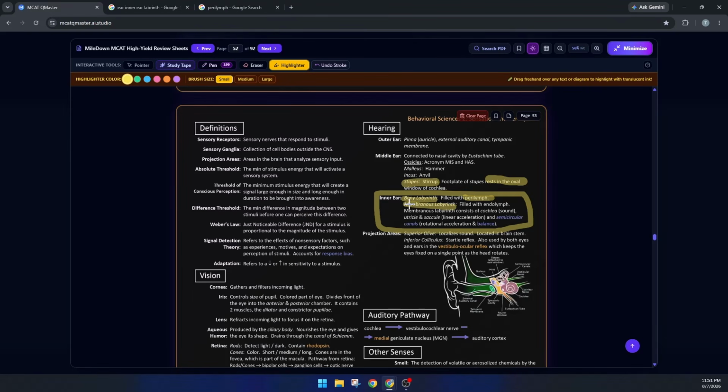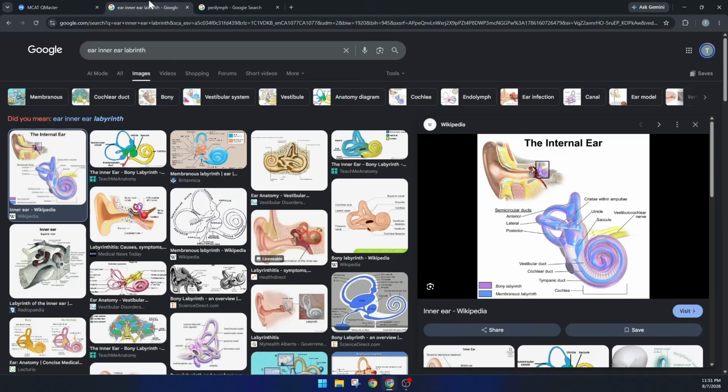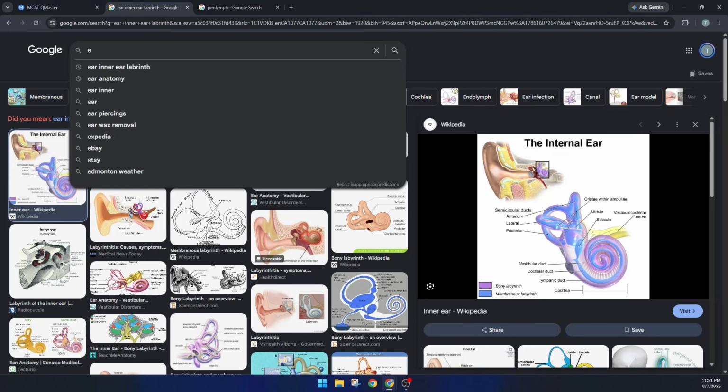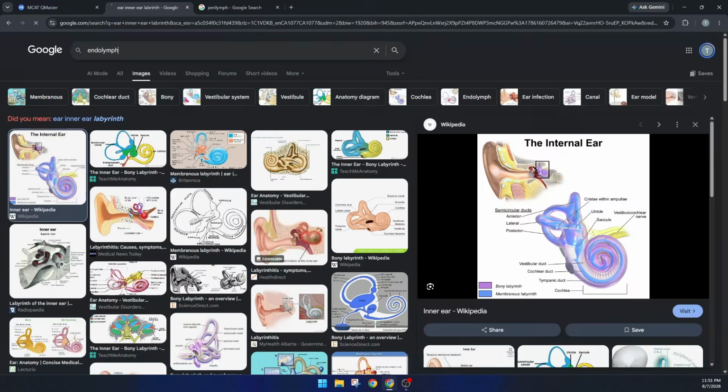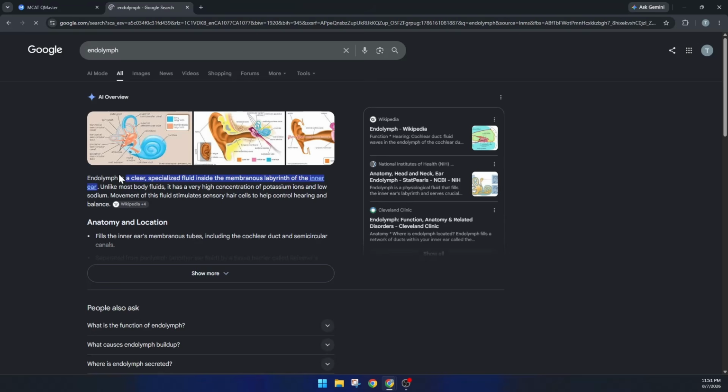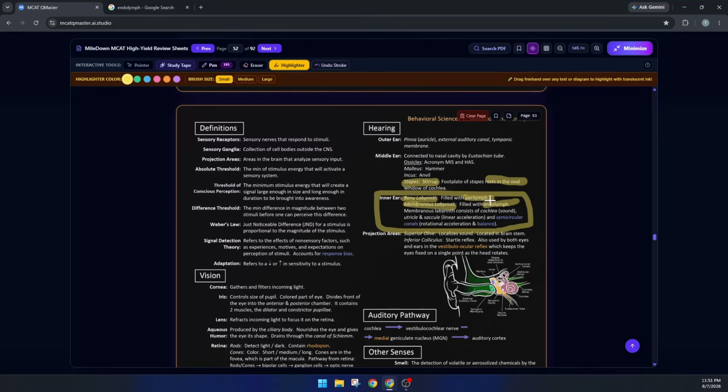Membranous labyrinth is filled with endolymph. You can just search up endolymph: a clear specialized fluid. So this is another fluid. Then the membranous labyrinth consists of the cochlea, which has to do with sound, and the utricle and saccule, which have to do with linear acceleration. Cochlea doesn't mean sound; it means the cochlea has a functional association with dealing with sound.